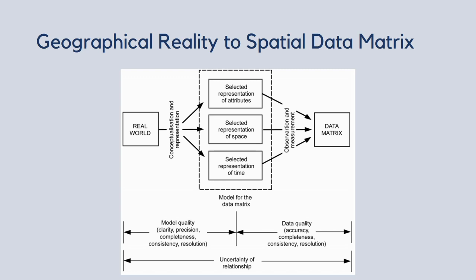Okay, so this is how we can transform the geographical reality to the spatial data matrix. As we can see here, this is the real world. So we have the conceptualization and representation, in terms of the attributes, space and time, and then we have the observation and measurement, and then we can get the spatial data matrix. But we need to consider the model quality. In terms of the data quality, we need to consider the accuracy, completeness, consistency, and resolution. And we need to consider the uncertainty of the relationship.